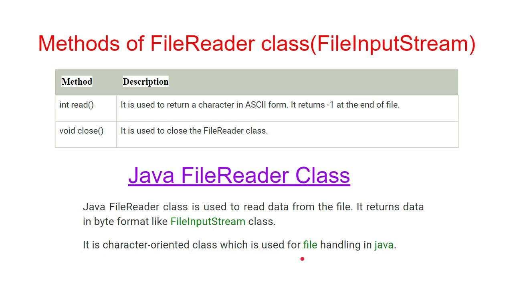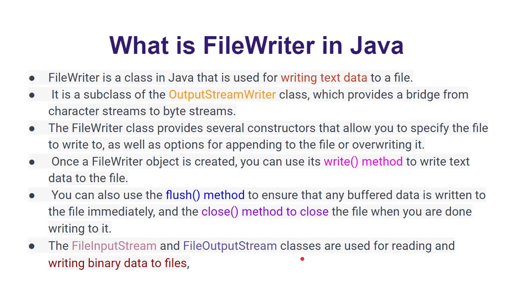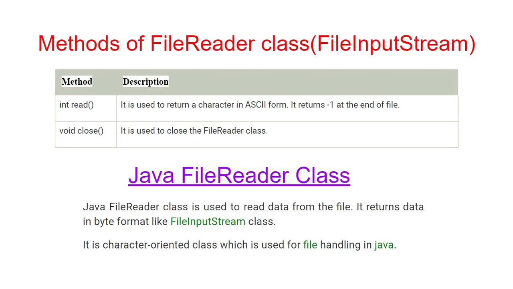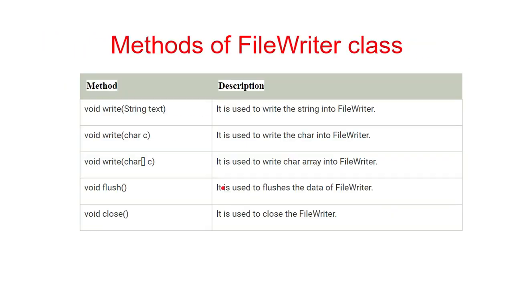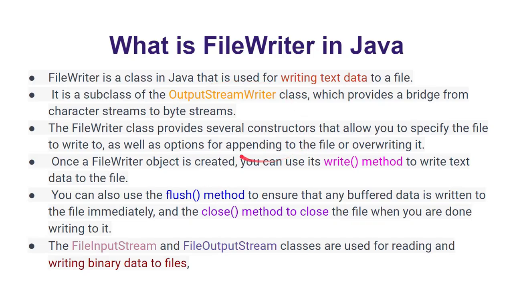What is file writer? I'm not going to talk about file writer now. File reader we have talked about, and file writer we have already talked about. So what is the file writer basically? File writer is a class that is used for writing text data to a file. You can just go through that theory and understand. It is a subclass of the OutputStreamWriter class, which provides a convenient form of character stream over the byte stream.